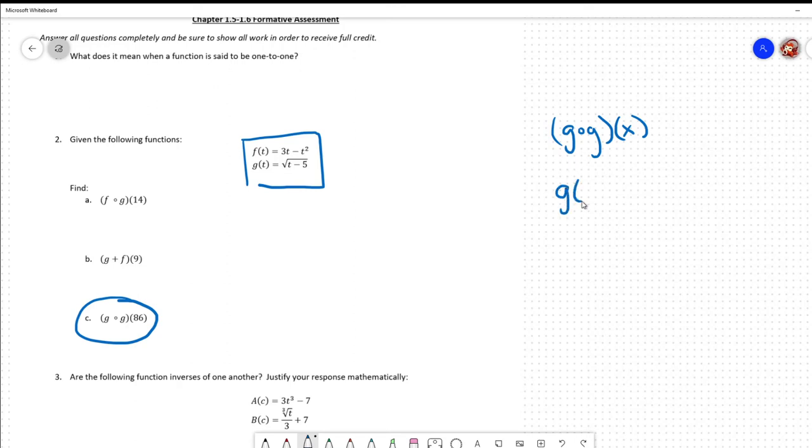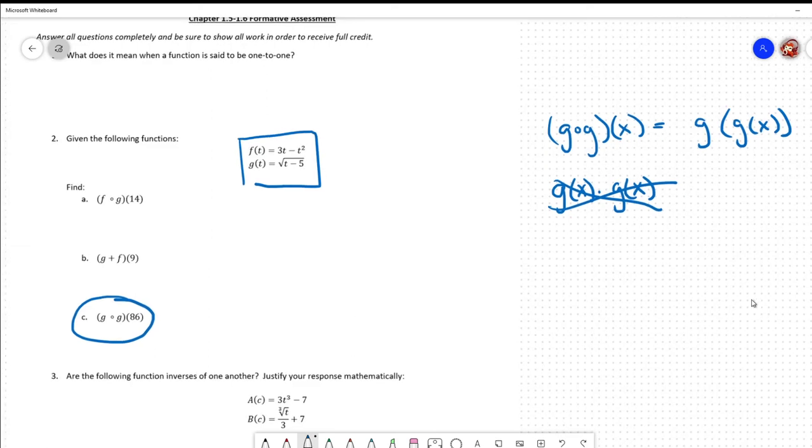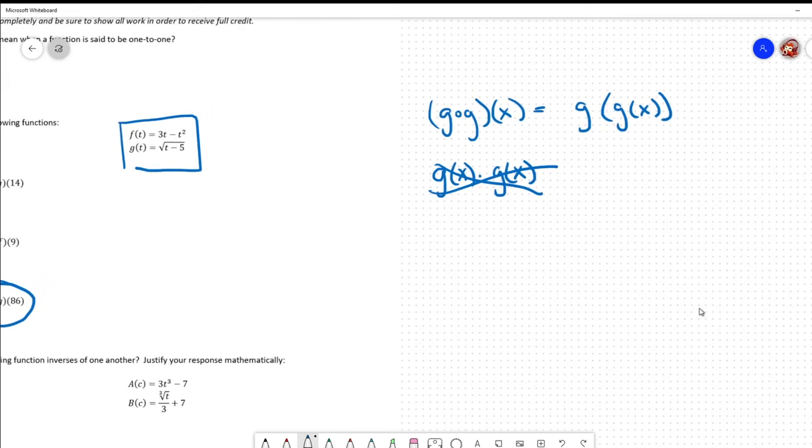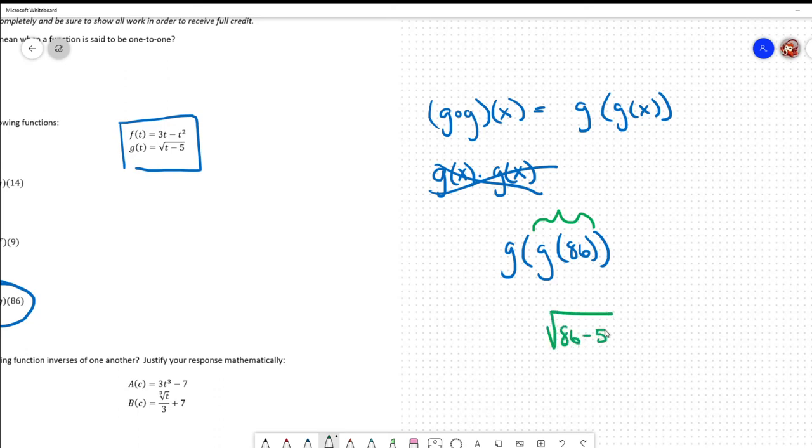So I saw a lot of people doing this. That is wrong. This means g of x. So let's walk through it. We're going to be plugging in 86. So what we're answering is g of 86. So we'll start with this inner function right here. We'll take that 86 and plug it into our g of t. So this is going to be square root of 86 minus 5.